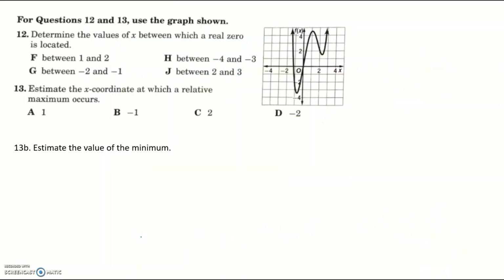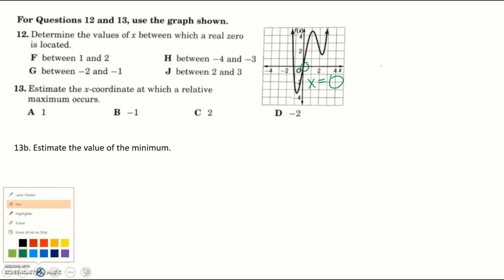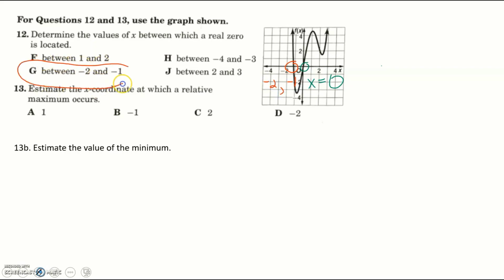For questions 12 and 13, use the graph shown. Determine the values of x between which a real zero is located. Okay, so we have 2 real zeros in this graph. We have one here, and that is actually right at 0, which is none of our answer choices, right? Any of those that we have listed. So this is where we actually have to use our answer choices. And then here's another one, which is really close to negative 1, but not at negative 1. So it's somewhere in between negative 1 and negative 2. And so that would be answer choice G.